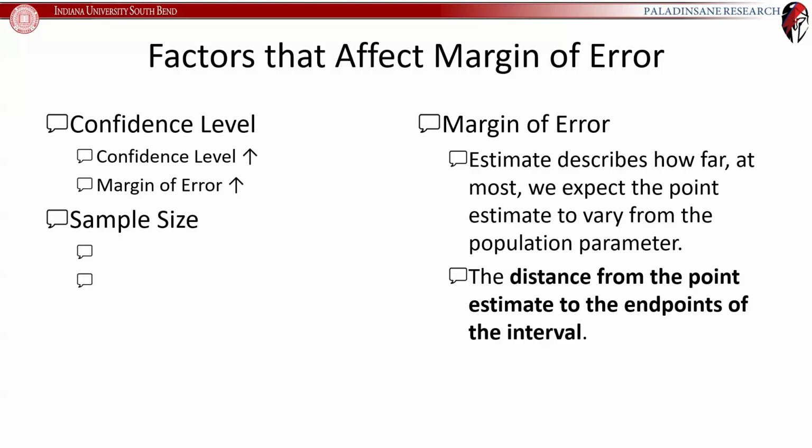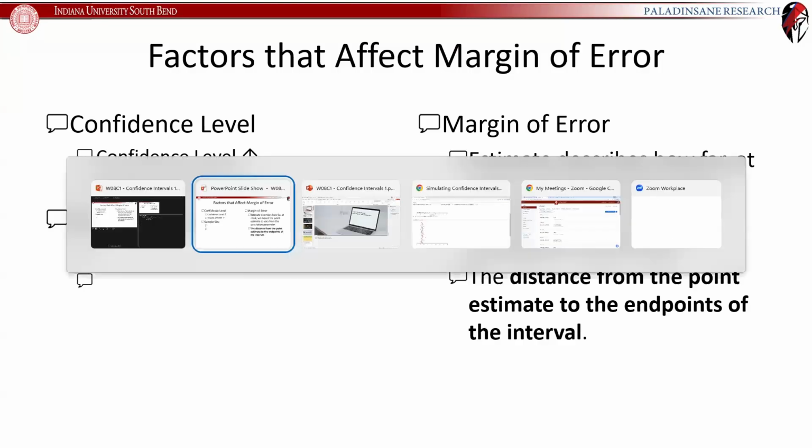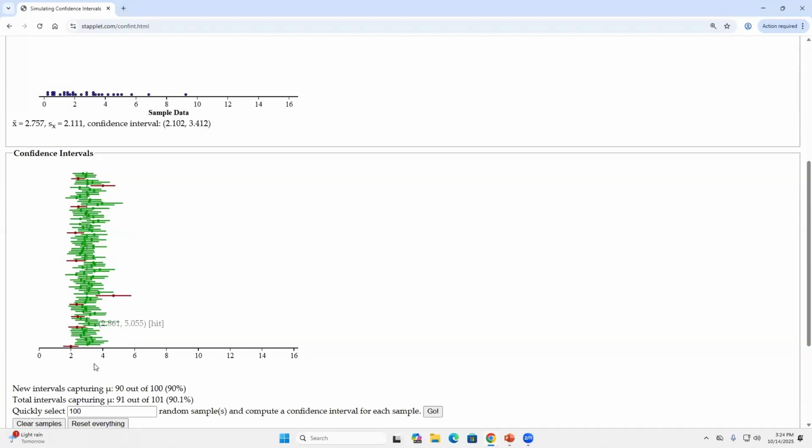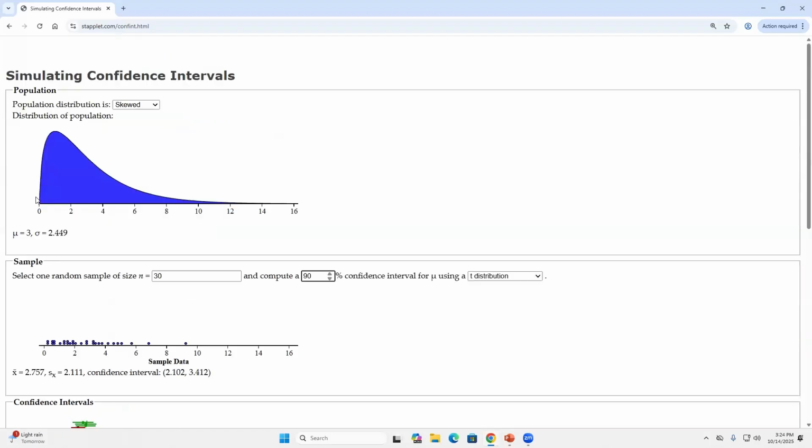Now let's take a look at the second factor, which is your sample size. So we go back to the applet here, and let's get something that is reasonable again. So let's go for a 90% confidence interval. So we have our nice 90% confidence interval here. We have 100 random samples. And again, we have our skewed population distribution.